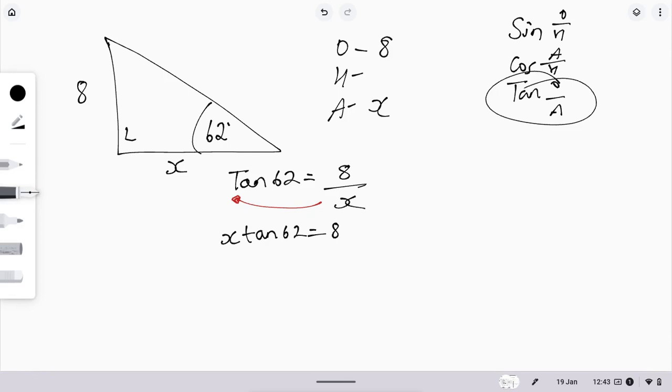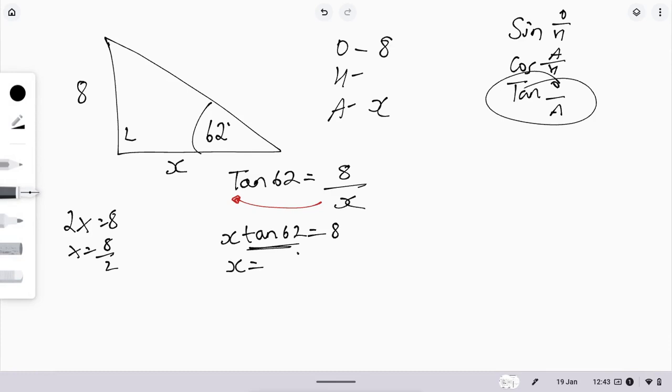Tan 62 is just a number. It's a brute of a number. Put it in your calculator. So if I had like 2x is equal to 8, how do I work out x? I go 8 divided by 2. That's a nice number. Now I've got a brute of a number, tan 62. So you could type it into your calculator and see what it works out as.